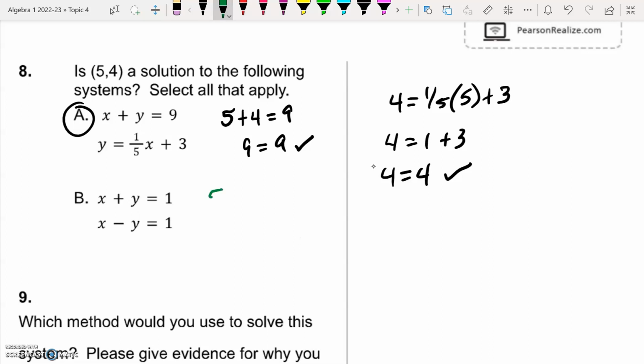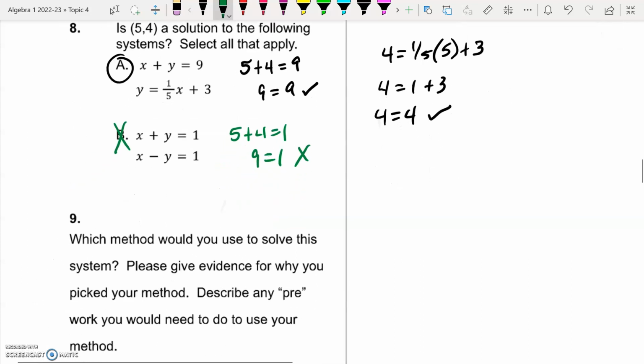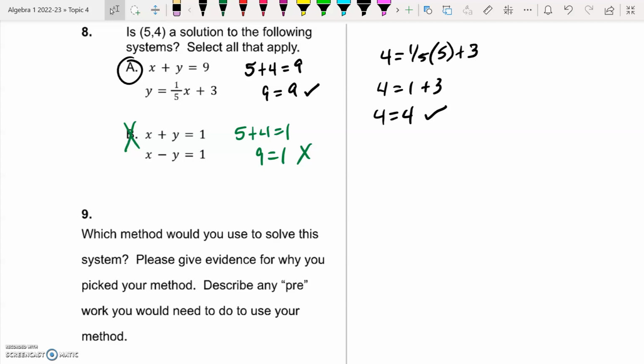I plug in the other one. I say 5 plus 4 equals 1. That's 9 equals 1. It doesn't work, so it doesn't work for B. On the test, there will be 4 of those. Just make sure you're checking every single one of them before you do that.